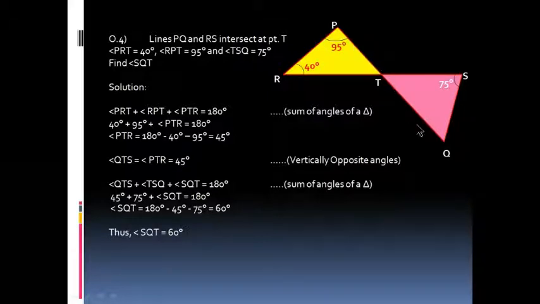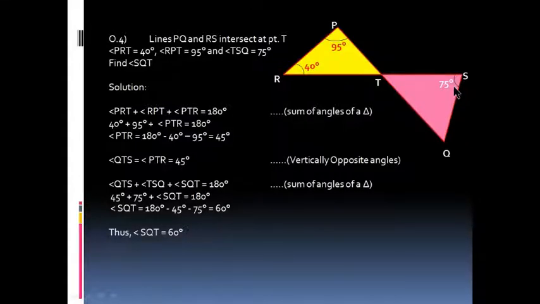Now if you look at this structure, lines PQ and RS are intersecting at point T. So this angle PTR and angle STQ, or QTS, fine. So these two angles are vertically opposite angles and hence they are equal. So angle QTS is equal to angle PTR, which is equal to 45 degrees. Why? Because they are vertically opposite angles. Then we have got this angle as 45 degrees.